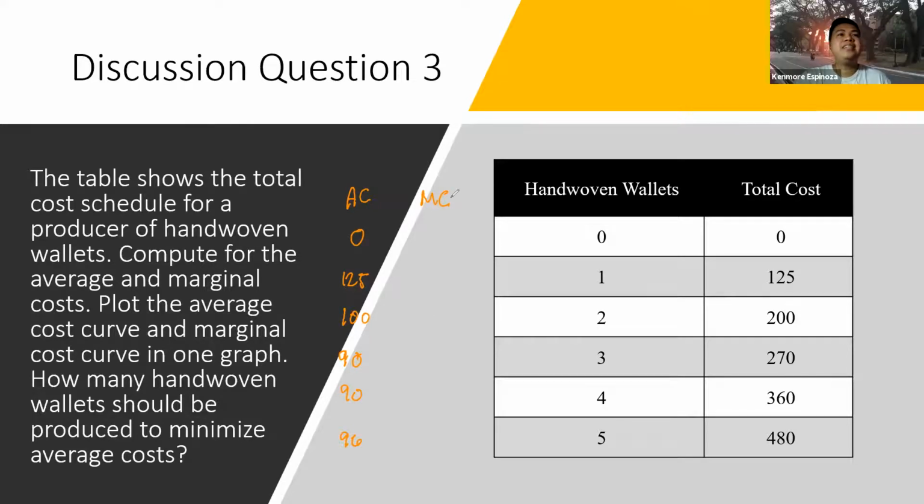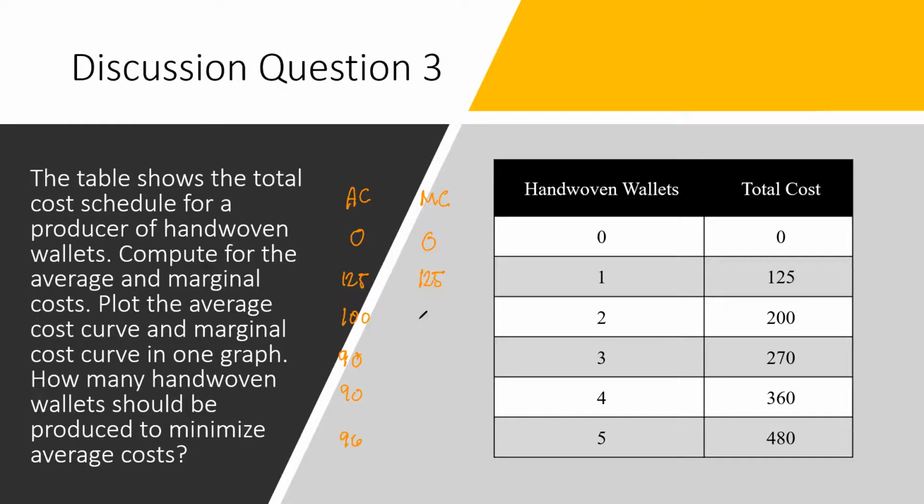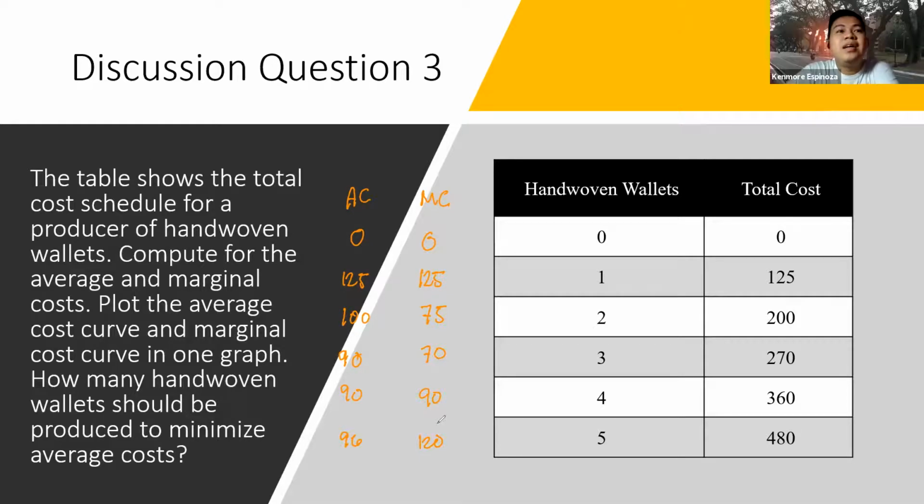For MC, let's have Angel. Yes, we can hear you. For marginal cost, for the first, 0. For 1 unit, 125. For 2, 75. For 3, 70. For 4, 90. And for 5, 120. Okay. So how many handwoven wallets should be produced to minimize average cost?